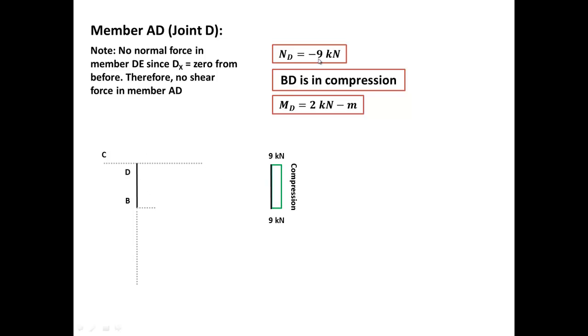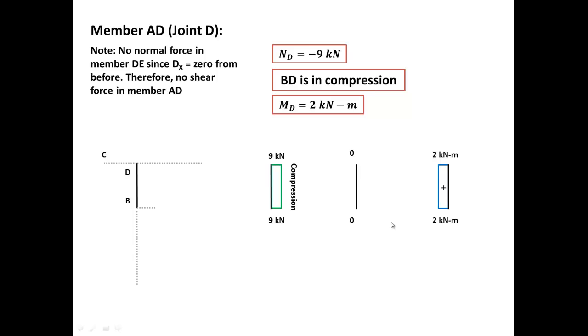We have ND, which is 9. And we said before that BD is in compression. So this is the member, and it's in compression. It doesn't have any shear forces, but it has a moment which equals 2, and that's how we draw it. It's 2 here all the way up.